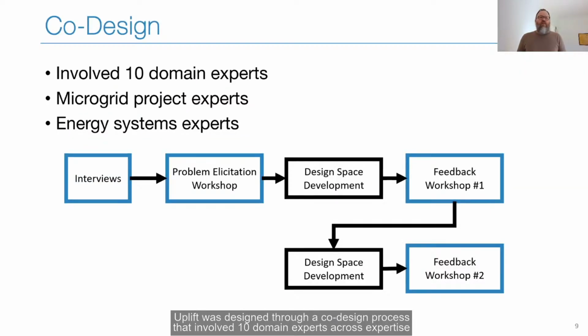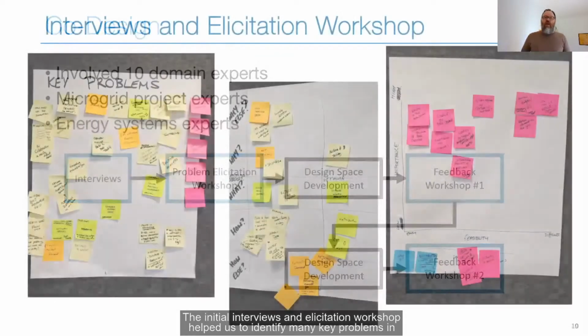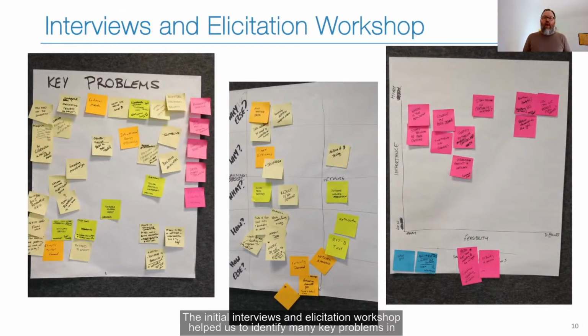So Uplift was designed through a co-design process that involved 10 different domain experts across expertise of the microgrid project and energy systems. And this process lasted about 1 year and involved some initial interviews, an initial problem elicitation workshop, and iterative development cycles, including 2 formative workshops with the domain experts. So the initial interviews and elicitation workshop helped us to identify many key problems in the domain and helped us to understand the scope and complexity of the microgrid system.